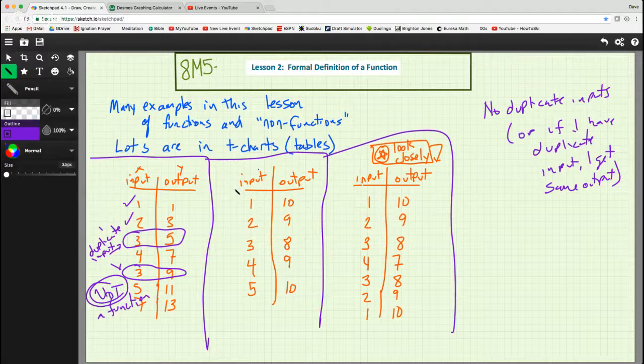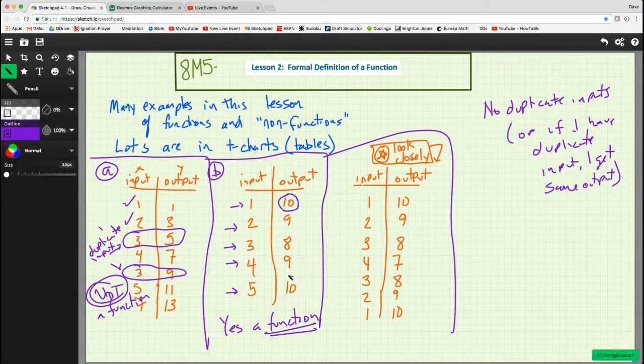And so we now go on to B. That's example A. For B, we have one input of 1, no more 1s, no more 3s, no more 4s, and no more 5s. So this is, yes, a function. And you say, well, Mr. Lipscomb, I have duplicate outputs. And I say, well, duplicate outputs are okay. The rule is, as long as I put in an input, I get out one output. And this fits the rule.